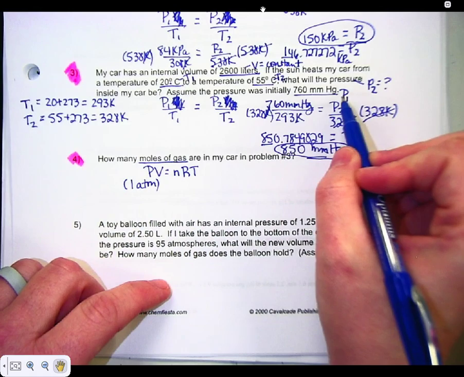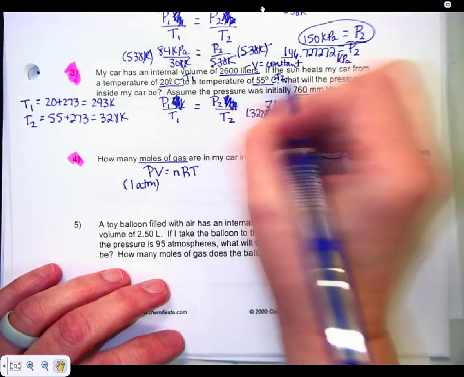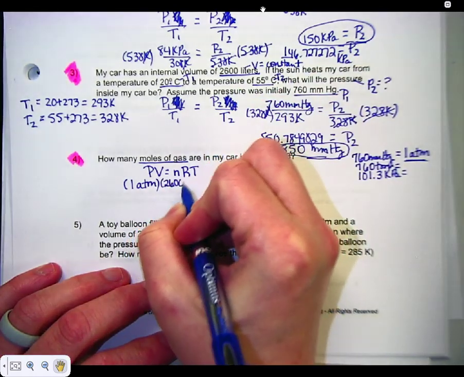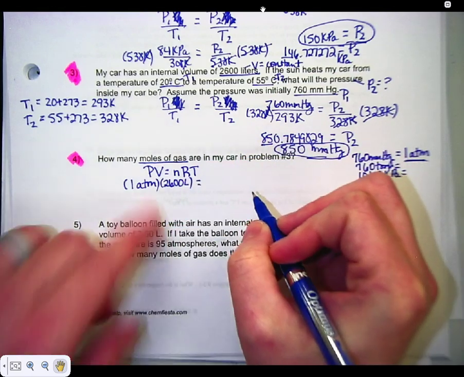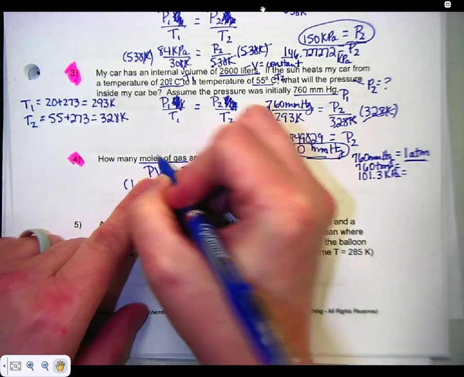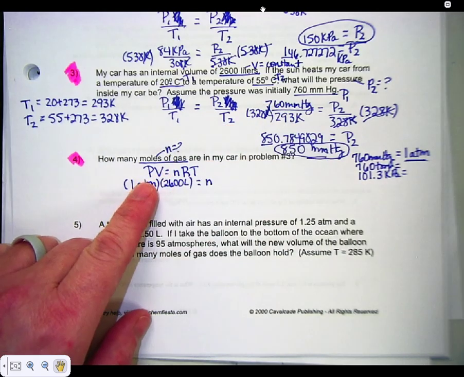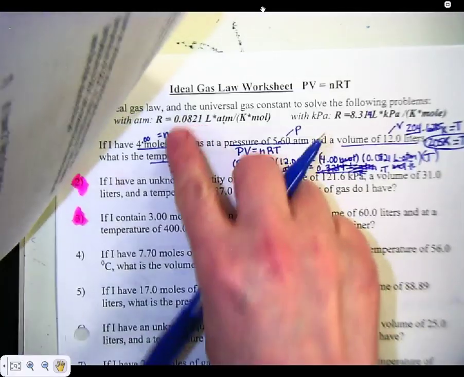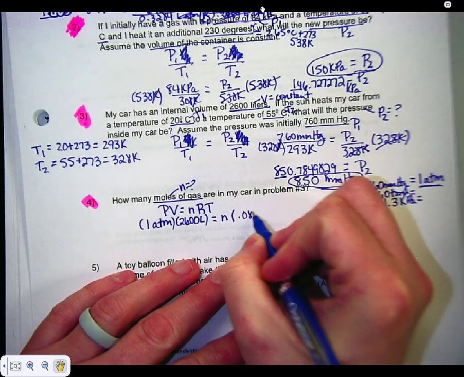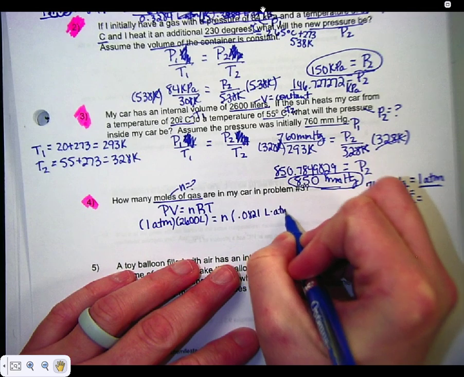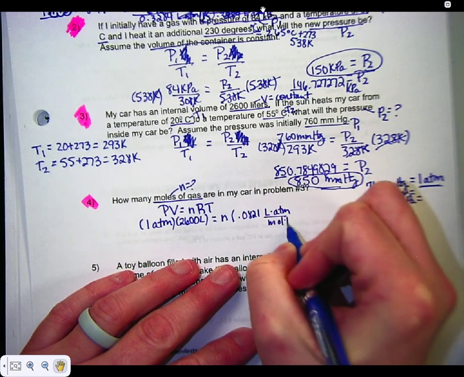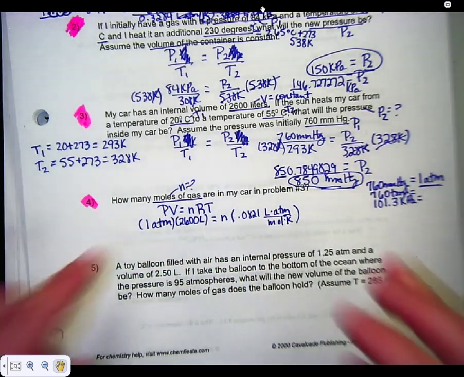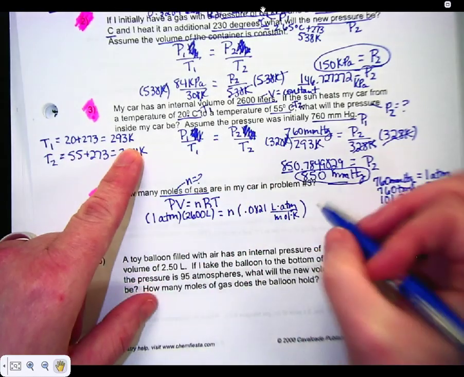Okay, V, again, we're using P1. P1 is 1 atmosphere. V1, or any V, is 2600 because the volume of your car remained constant. N is what we're solving for. We don't know what it is. It's what it's asking us for. R, since we're using atmospheres here, we're going to use our R in atmospheres. So it's 0.0821 liter atmosphere per mole Kelvin. And then we're going to use our T1, and our T1 we said was 293.